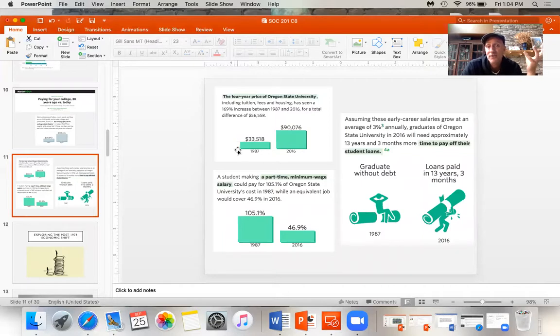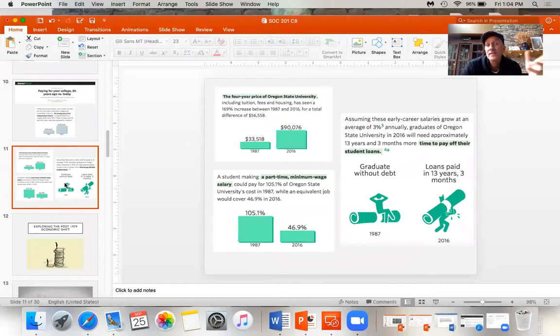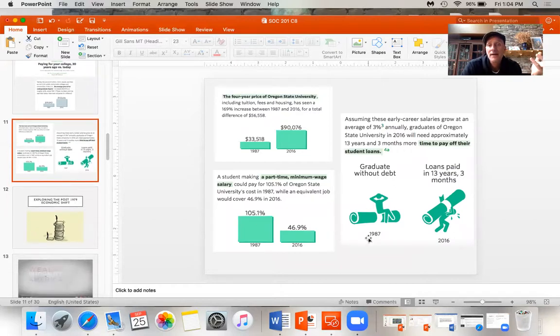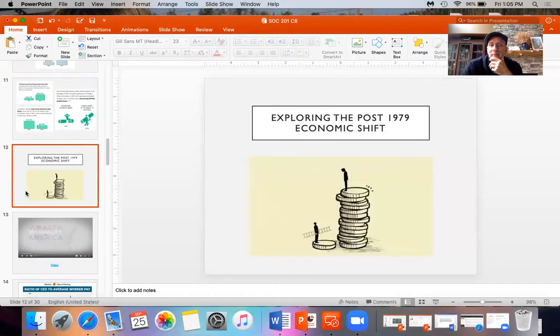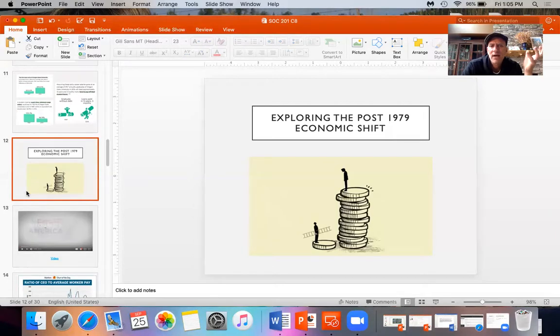That's adjusted for inflation. Here's Oregon State University, a threefold increase adjusted for inflation. In 1987, you could graduate without debt, fairly likely to be able to do that. Today, individuals are in debt for at least a year to be able to make that happen. So it's a different economy, okay? That's what I'm trying to highlight.